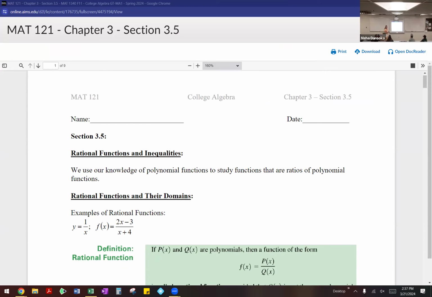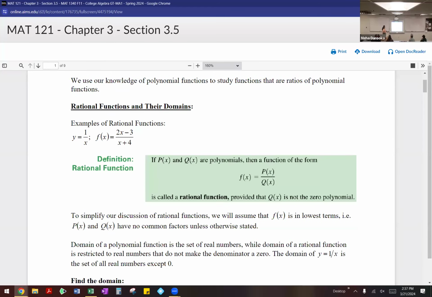So remember, a rational number is a number that can be written in the form a over b. So that's what a rational function is. A rational function should also be able to be written in the form a over b. So you can see some examples over here. We're talking about y equals 1 over x, or something like f of x equals 2x minus 3 divided by x plus 4. Since we do have the x value of our function in the denominator, we will need to be careful about numbers that make our denominator 0, because again, we need to avoid those, right?